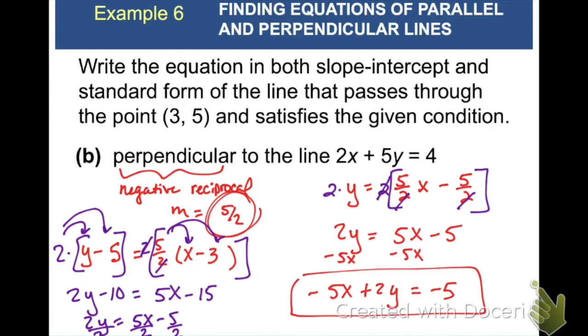I hope MyLab lets you put that in there. If they want the a to be positive, and right now my a is negative 5, you could multiply everything by negative 1. So just change all your signs. So you could also make it positive 5x minus 2y equals positive 5.